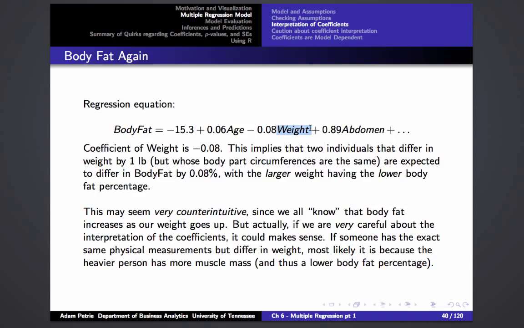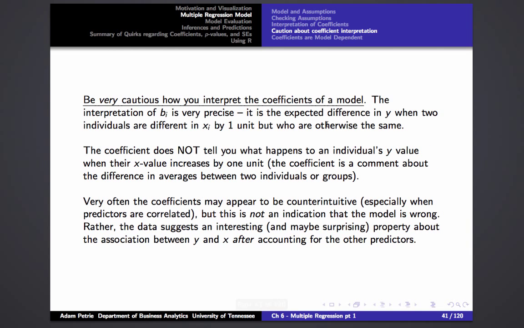Muscle weighs more than fat. If you have the exact same physical dimensions, but you differ in weight, well, the heavier person is the one with more muscle. And if you have more muscle, you're going to have a lower body fat percentage. So now, all of a sudden, that minus 0.08 actually makes a lot of sense. In fact, the data is recovering the way the real world is working. Two identical individuals that look exactly the same but differ in weights, the heavier person's going to have the lower body fat percentage because the heavier person's going to have more muscle mass.